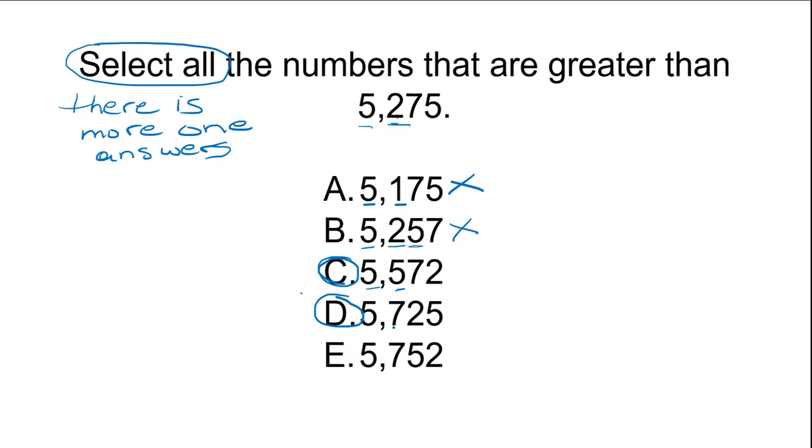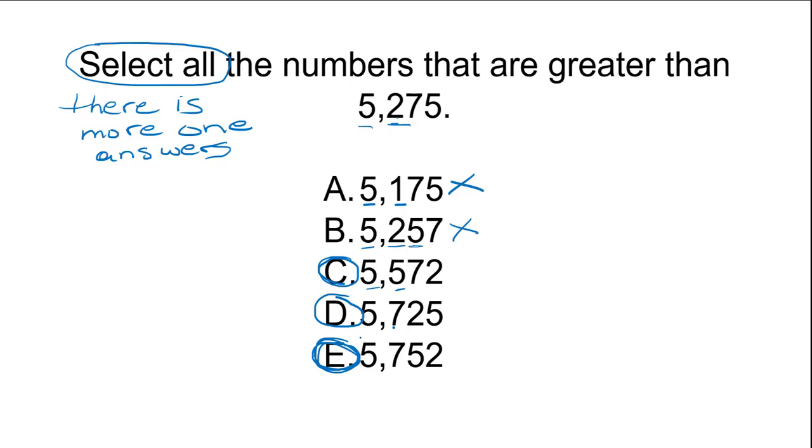Last option. Let's look at 5,752. Is that greater than 5,275? Well, there's a 7 in the hundreds place, I'm sorry, hundreds place here. So yes, E is also an option. Great job. We found all 3 answers by taking our time and going through each option very carefully.